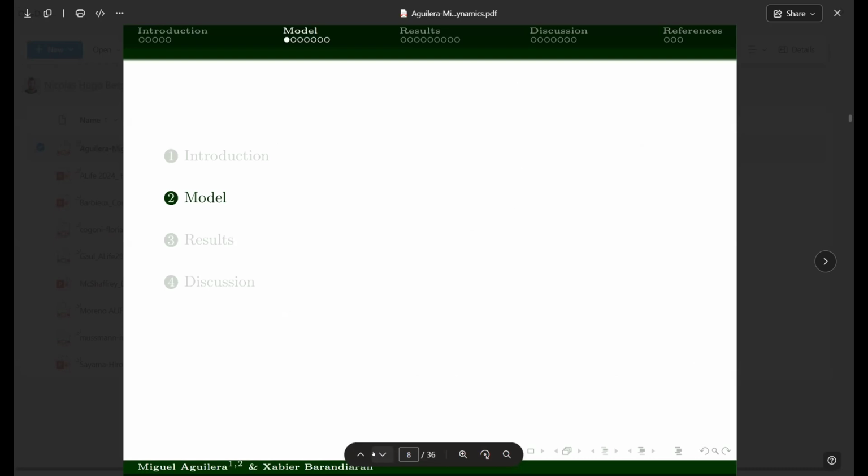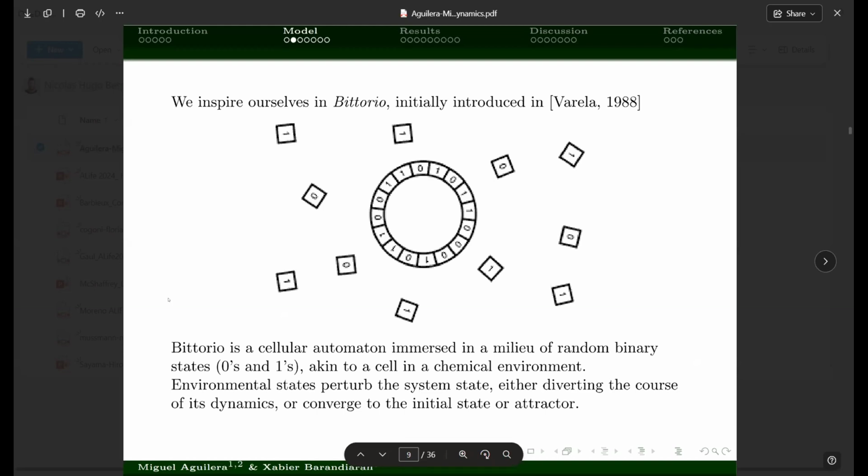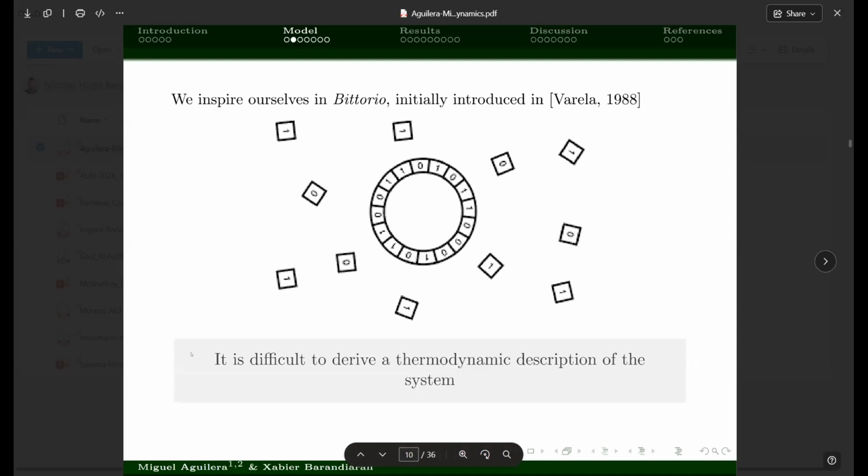Okay, so with these ideas in mind, we tried to find the most simple model that can describe this process. We were inspired by this model by Francisco Varela in a 1988 paper, and later in the book The Embodied Mind, which is a cellular automaton living in a soup of bits. These bits floating around impact the automaton, and they can drive the behavior one way or another, or the system can show different degrees of stability. So we wanted something at this level of simplicity, but the problem is that in this kind of model, it's difficult to derive a thermodynamic description of the system.